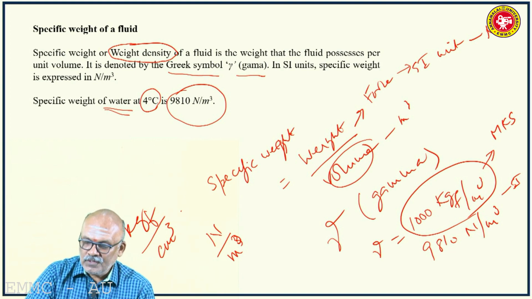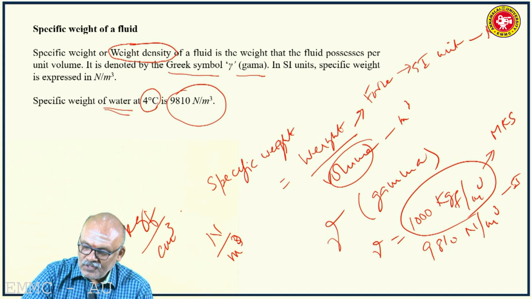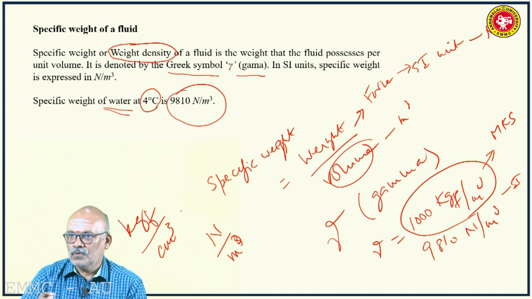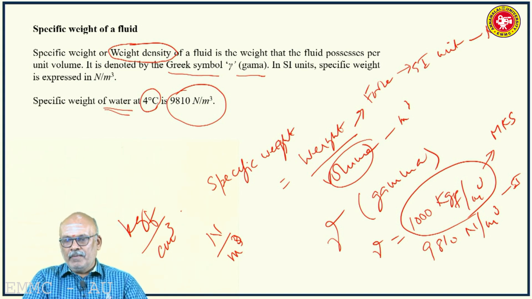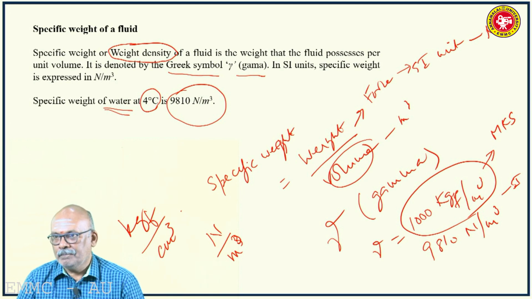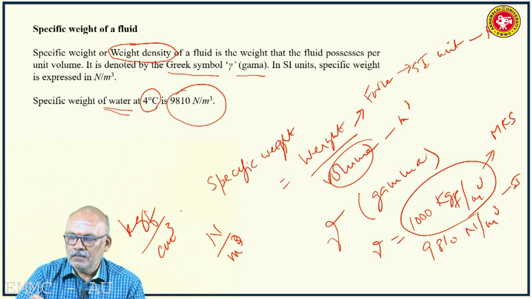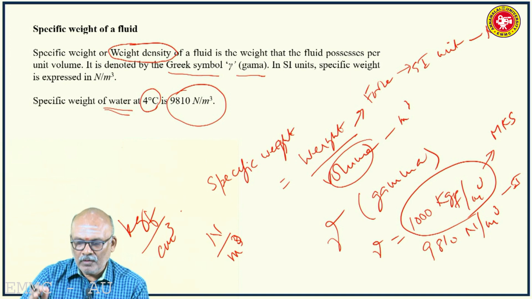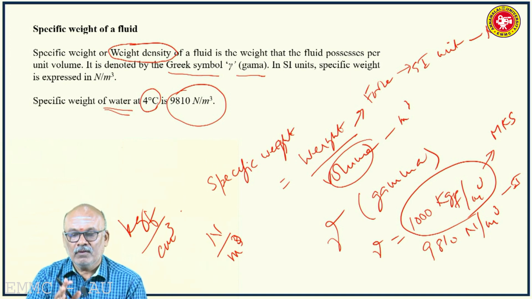Whereas 1000 kilogram per meter cube, we say that is a mass unit for mass density. So there is a difference. 1000 kilogram per meter cube is mass density, that is kilogram mass. 1000 kilogram force per meter cube, that is specific weight. So the units are different, and you should be able to distinguish between the units and also convert from one unit to another unit.